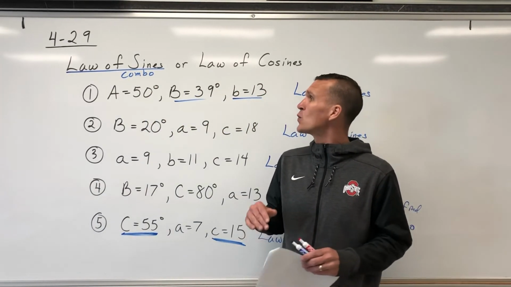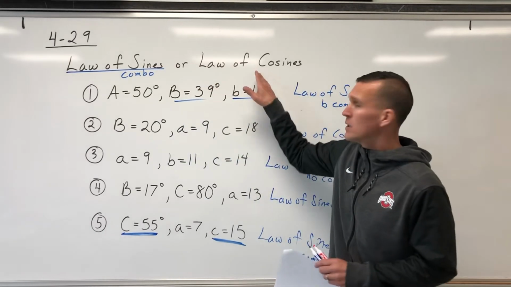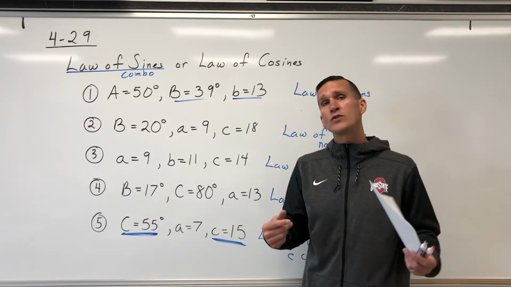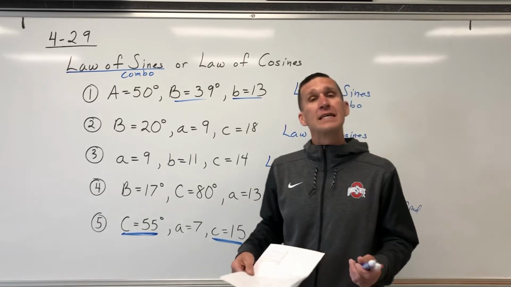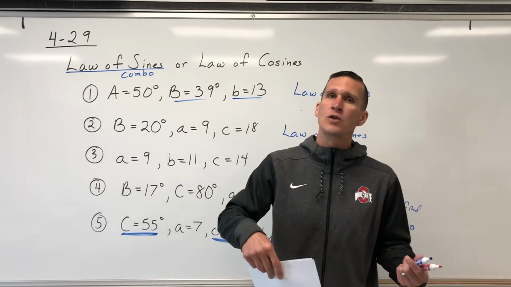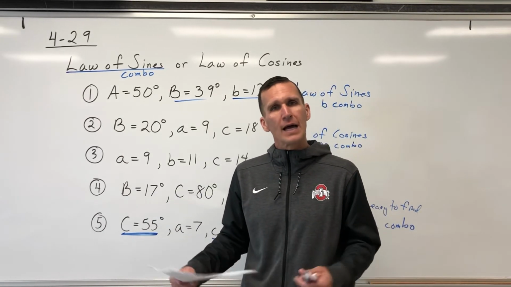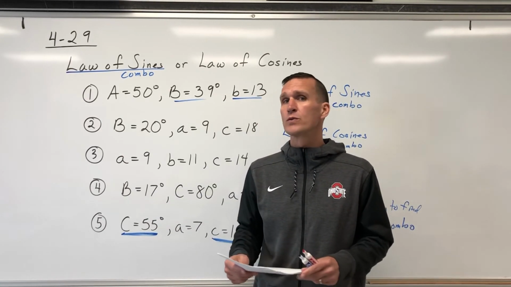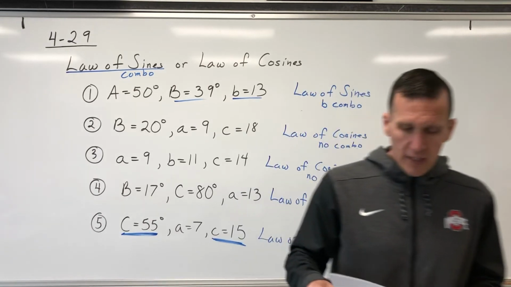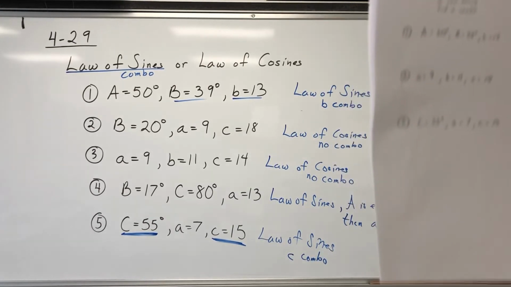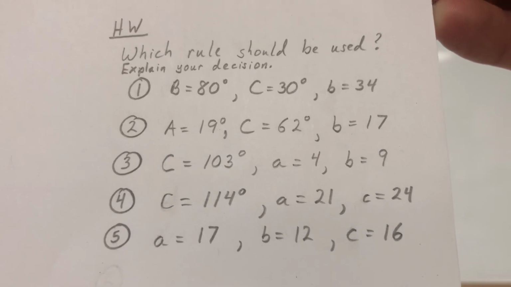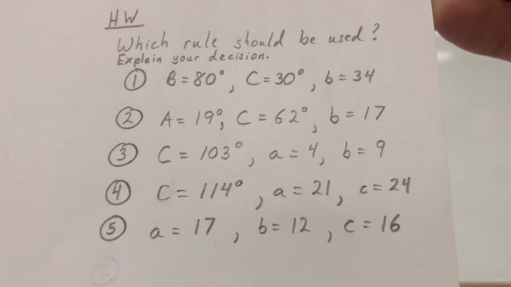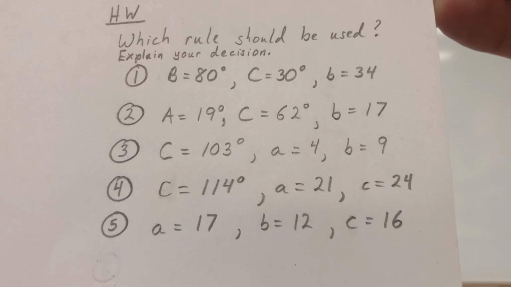All right, in your homework tonight, you are not actually solving for any missing pieces. You are just stating which rule you should use, and I want you to explain your reasoning or give your rationale. It could be as easy as, hey, I have this combo, or hey, there's no combo. You don't have to write anything really elaborate, but we do have to know why we're choosing the rules that we are choosing. Okay, here are your 5 examples. Please write them on your sheet of paper as well. You can pause the video, it'll zoom in, and you're just stating law of sines or law of cosines, and you're gonna explain your decision. Good luck.